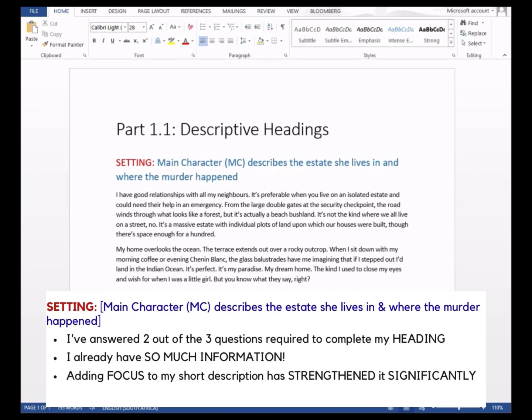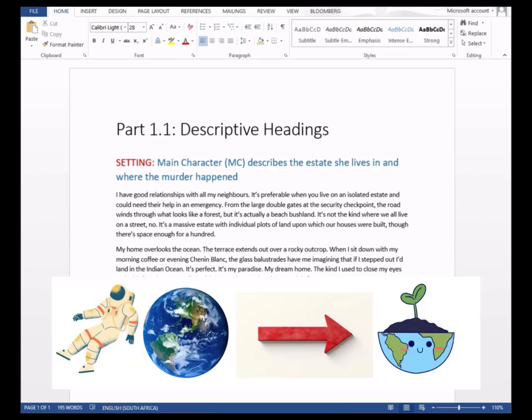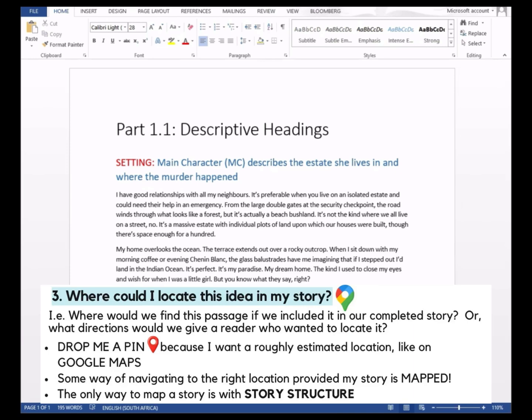And now that we're done with question 2, there's just one more piece of information that will completely transform my story idea from something that exists in the ether floating around with nowhere to go into an idea that I can place in exactly the right spot in my story before I've even started writing my first draft. So let's answer the third and final question, which is, where could I locate this idea in my story?